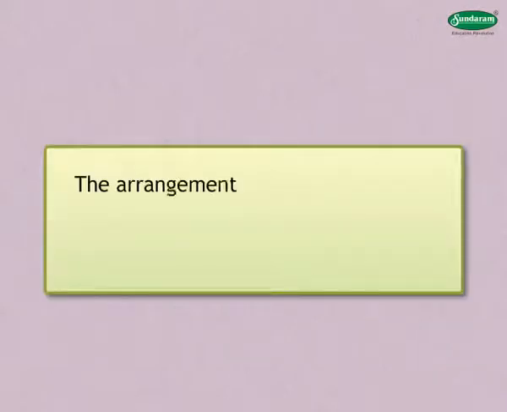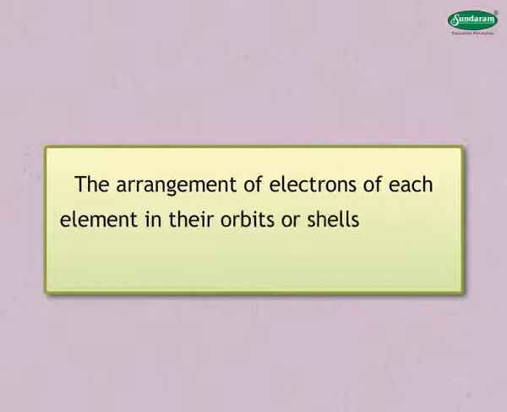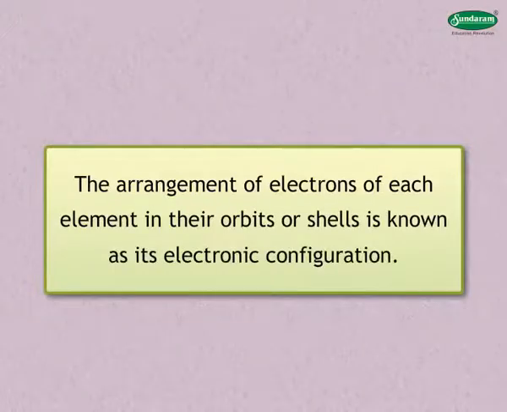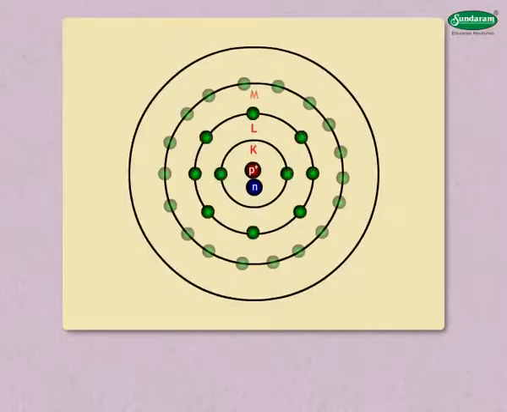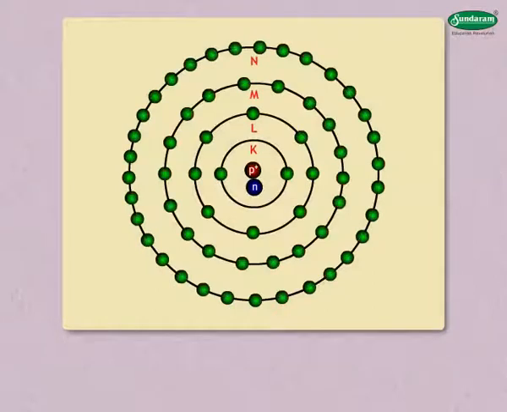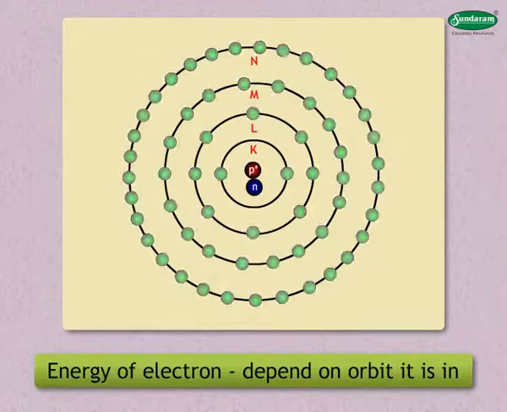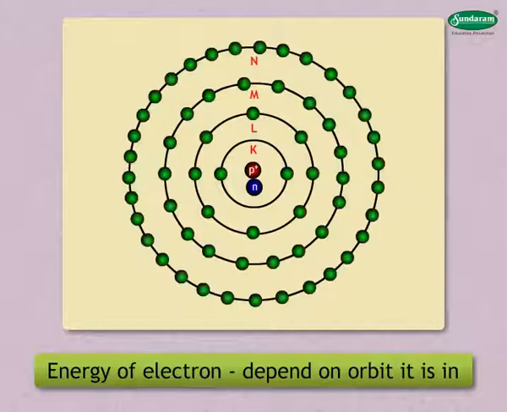The arrangement of electrons of each element in their orbits or shells is known as its electronic configuration. You have seen that K, L, M, N shells occupy 2, 8, 18, 32 electrons respectively. Every electron has a fixed amount of energy depending on which orbit it is present in.